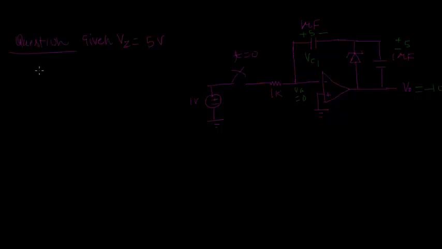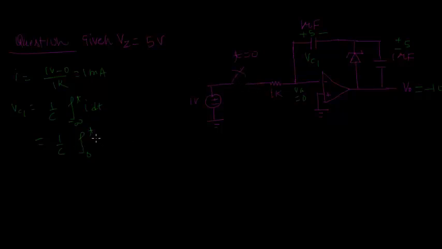So let me do it here. I is going to be 1 volt minus 0 divided by 1k, so it is 1 milliampere. And we know Vc1 is 1 by C integral from minus infinity to t of I dt, so it is going to be 1 by C integral from 0 to t, because before time t equal to 0 the current is 0.